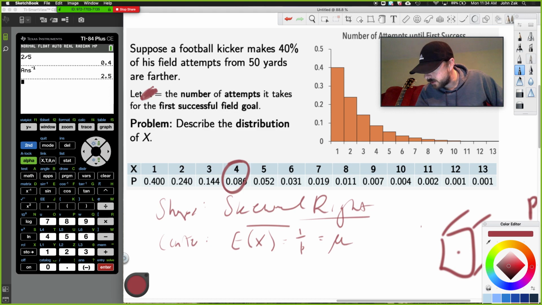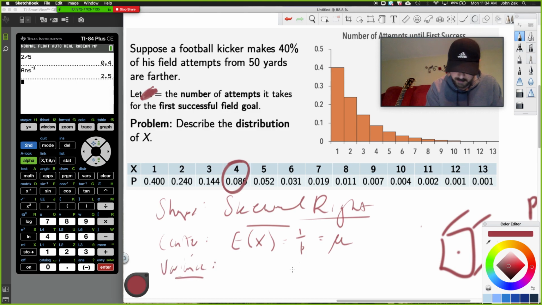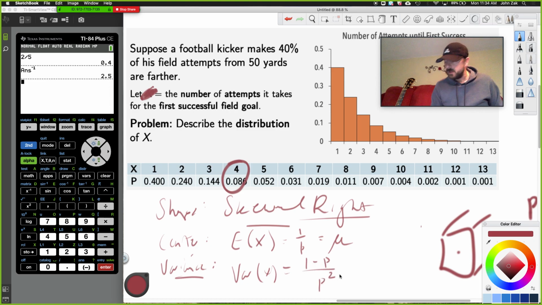It's not something that you technically need to know, but the variance of a geometric random variable is always going to end up being, what is it? I'm drawing a blank. Oh yeah, 1 over p squared, right? Now that's kind of fun. Then you can take the square root of that and give you your standard deviation.